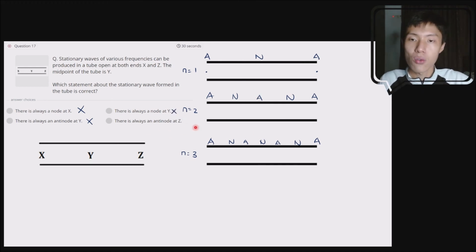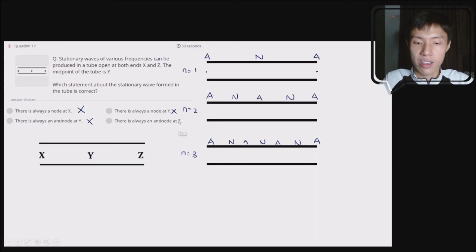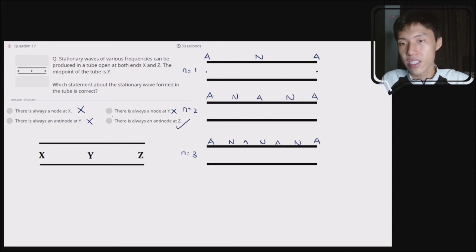Next, there is always an antinode at Z. So Z is the right hand end of the pipe. You can see that it's always an antinode. That's why this statement here is correct. So the answer is this one.